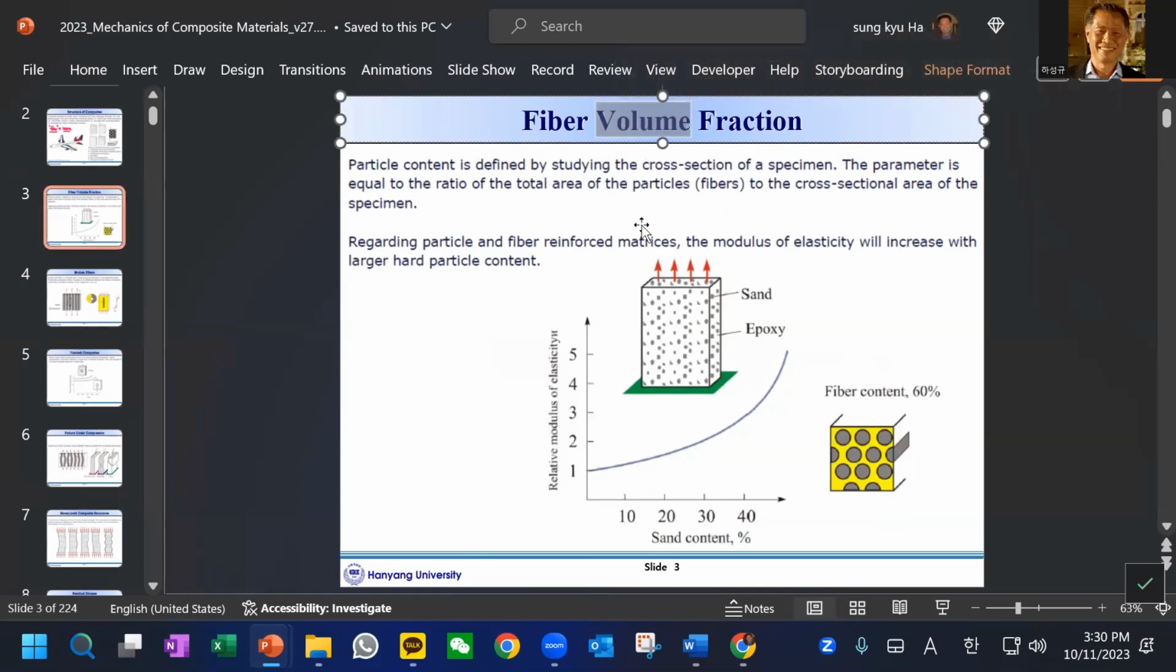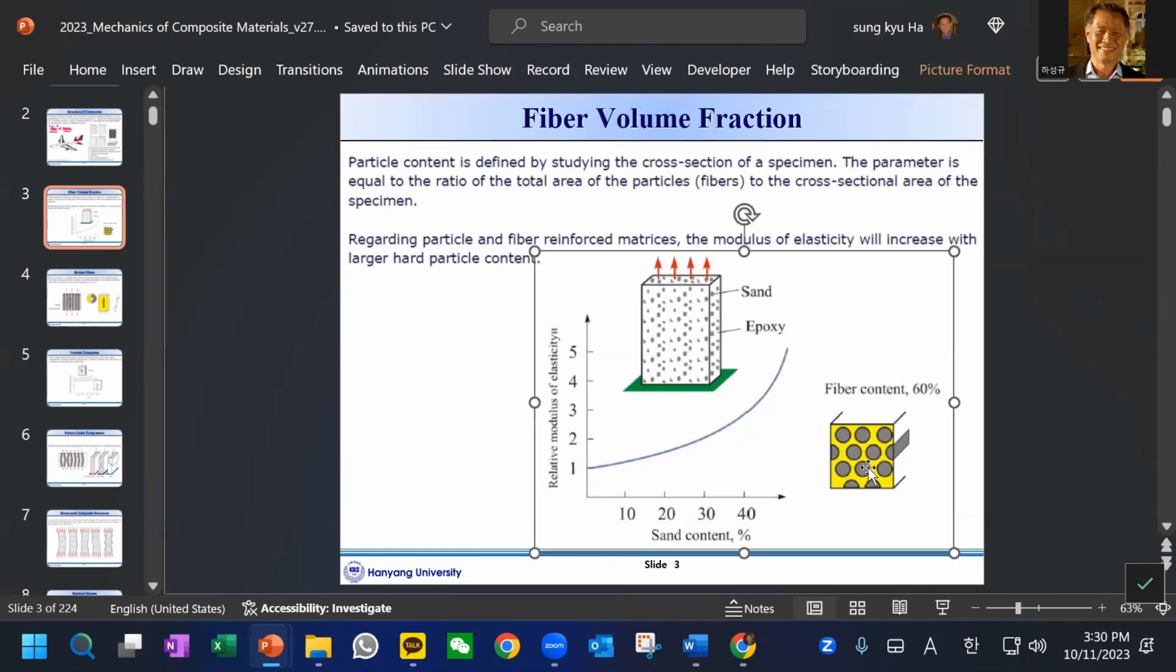So, for example, we have to pay attention to volume. Volume means a geometric fraction. Sometimes it can be represented by the mass fraction, and sometimes a volume fraction. This is a long continuous fiber in the resin, and in this geometry, usually the fiber volume fraction can be 60%. And usually if we increase the fiber content, the modulus of elasticity will increase, as shown here.